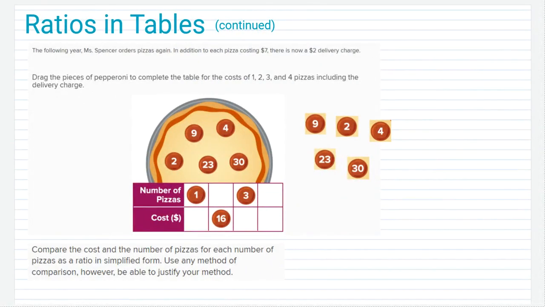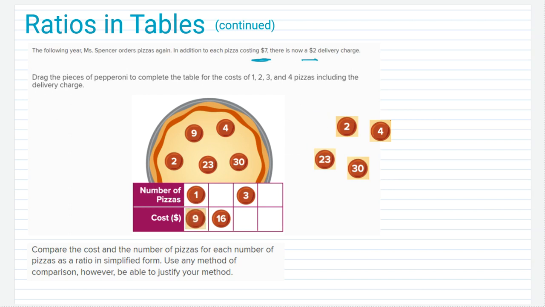So now let's take a look at this next example. The following year, Miss Spencer orders pizzas again. In addition to each pizza costing $7, there's now a $2 delivery charge. So no more free delivery. Drag the pieces of pepperoni to complete the table for the cost of 1, 2, 3, and 4 pizzas, including the delivery charge. So for one pizza, it is $7 plus the $2 delivery charge, which means this is actually costing us $9, right? 7 plus 2 is going to be 9.